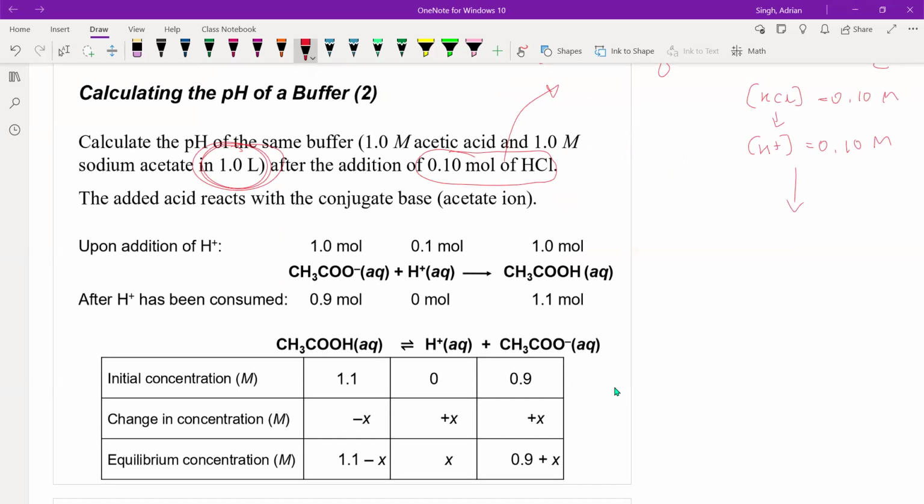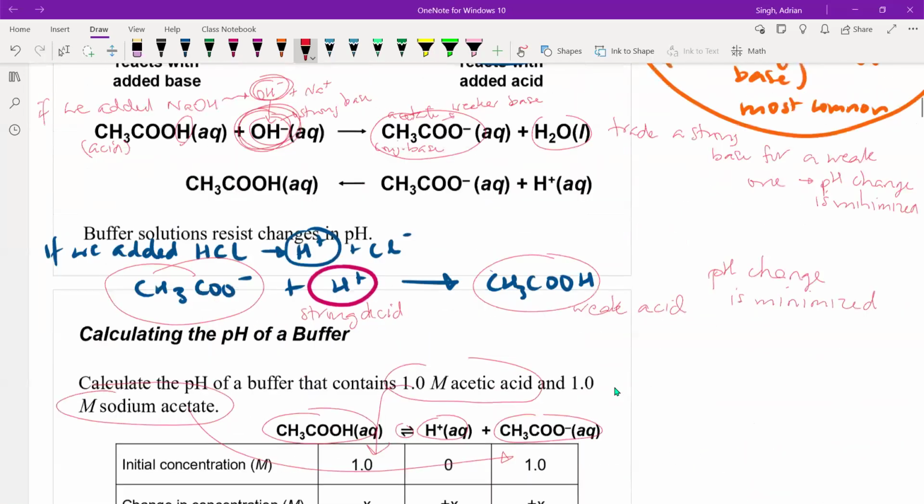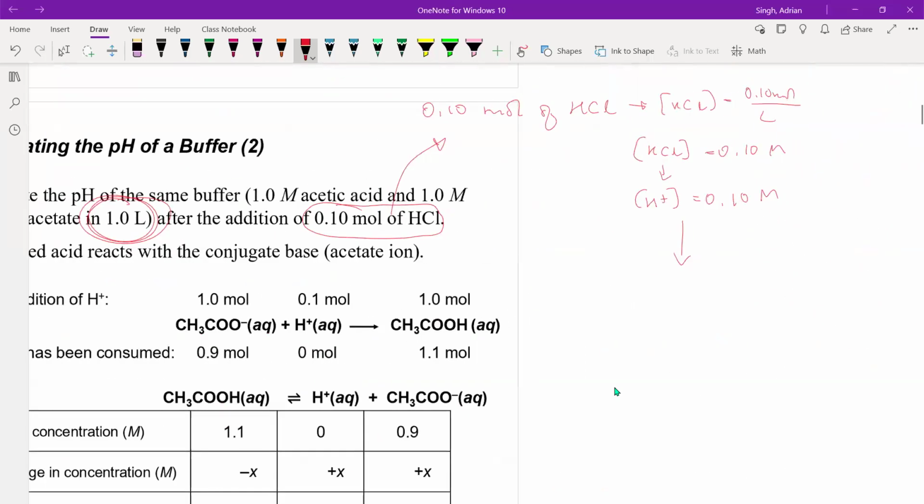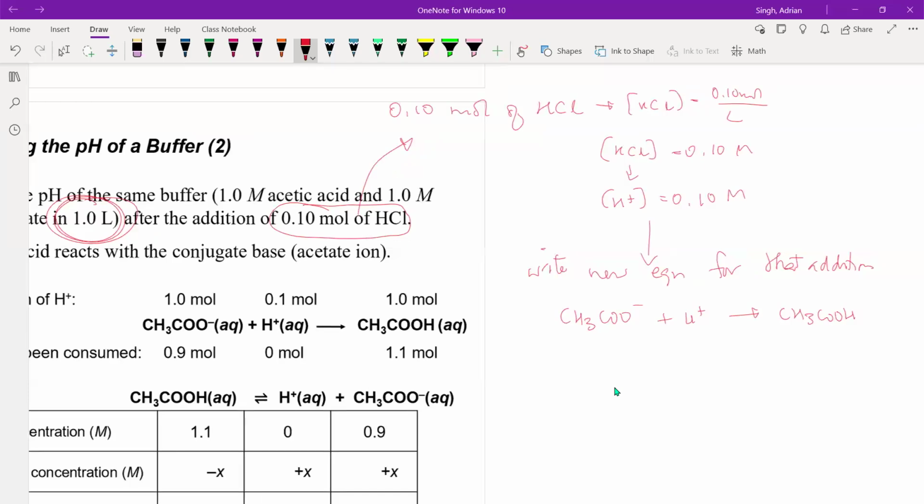So we have the H+ that we're adding to the system. What happens when we add H+ to it? As we saw previously, when we add H+ to the system, it's the conjugate base that reacts with the H+. So we can write a new equation for that addition. The conjugate base component of the buffer will react with the H+ to produce the acetic acid. How much do we have to begin with? Originally, we have 1.0 moles of the acetate, 1.0 moles of the acetic acid, and then we're adding 0.10 moles of this.